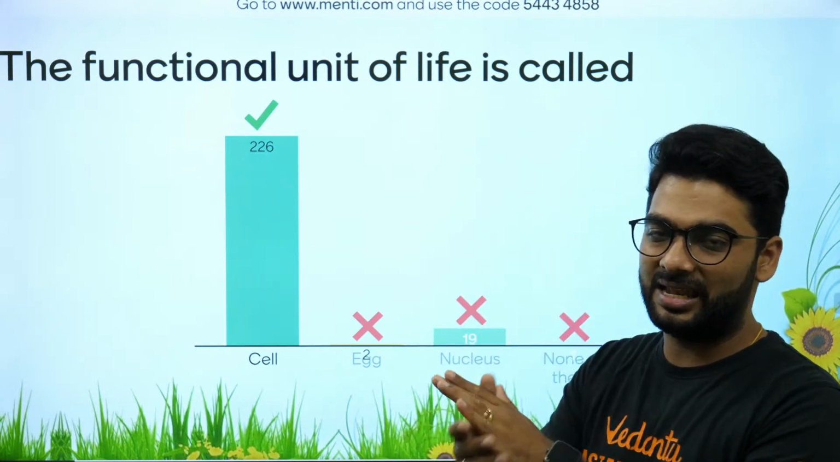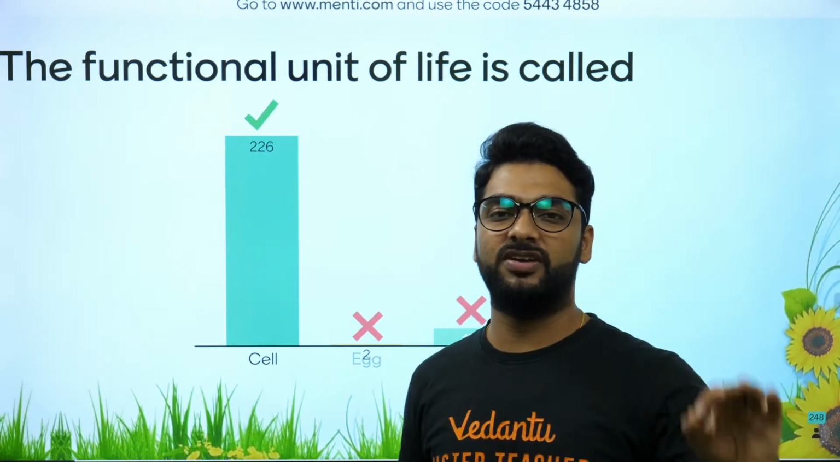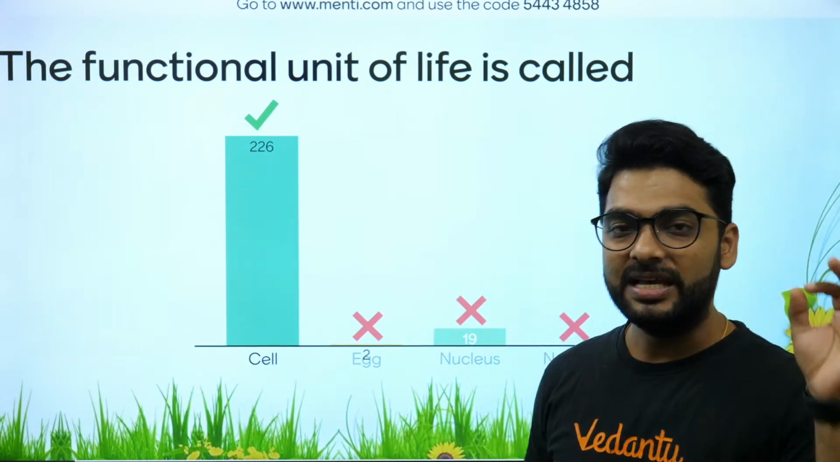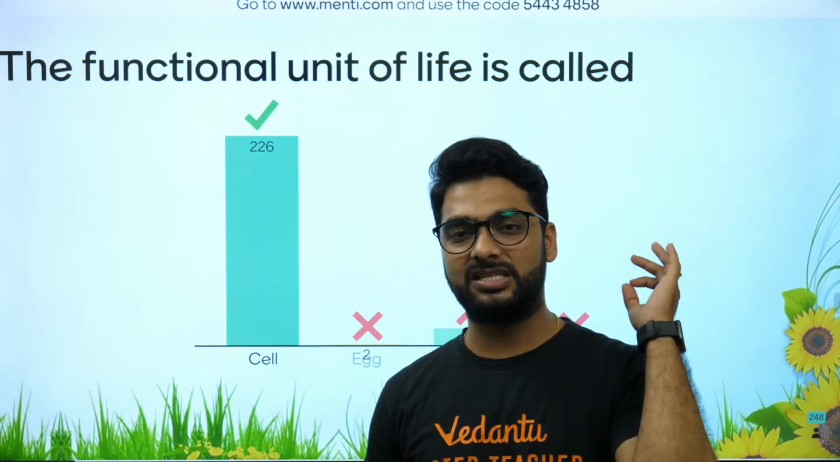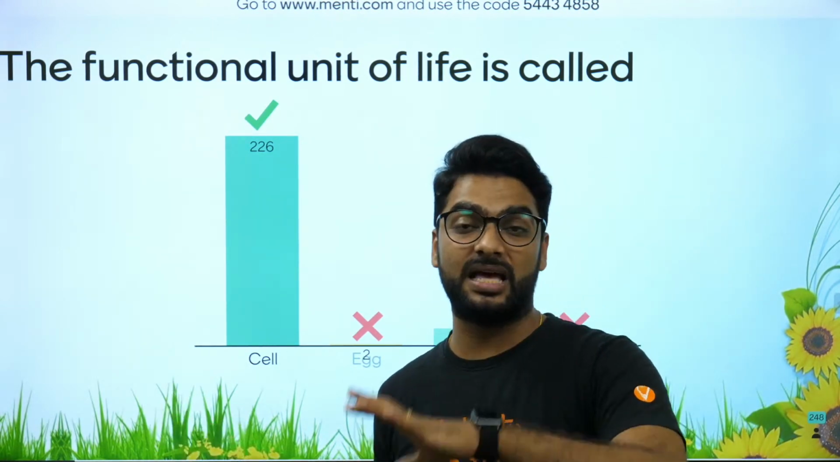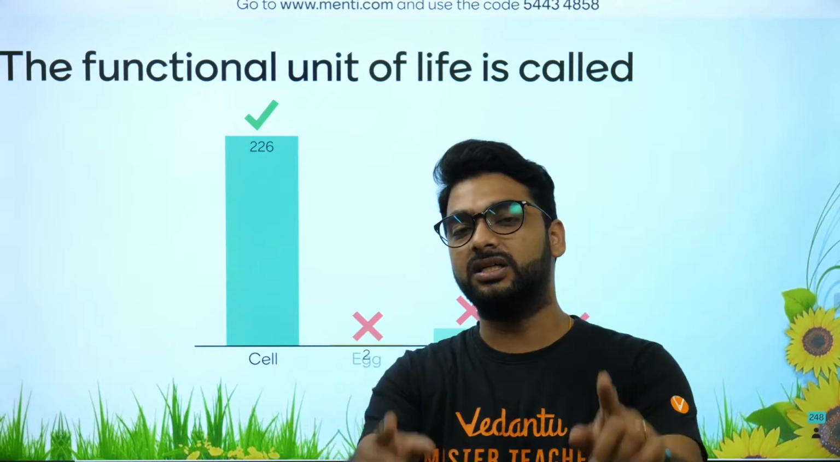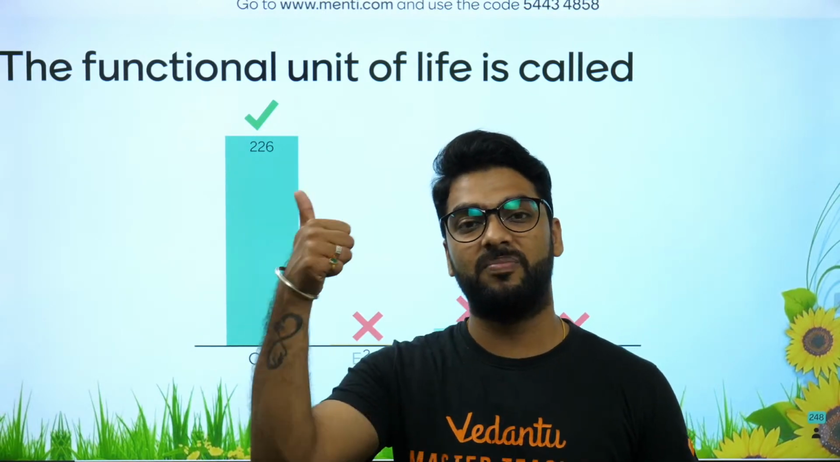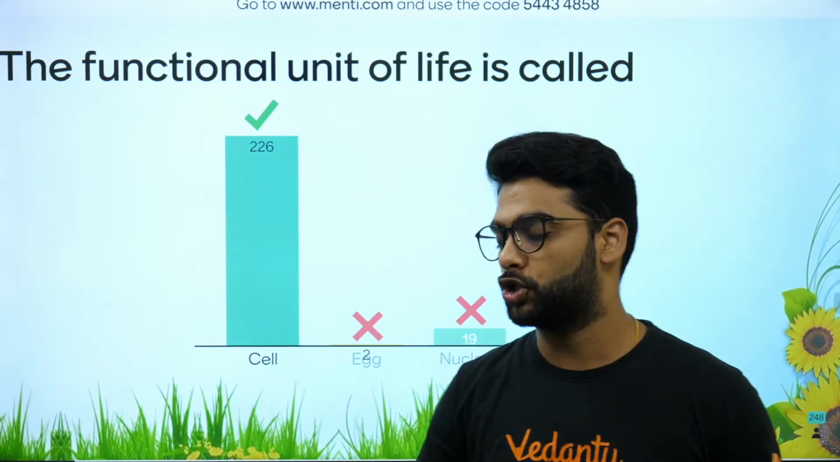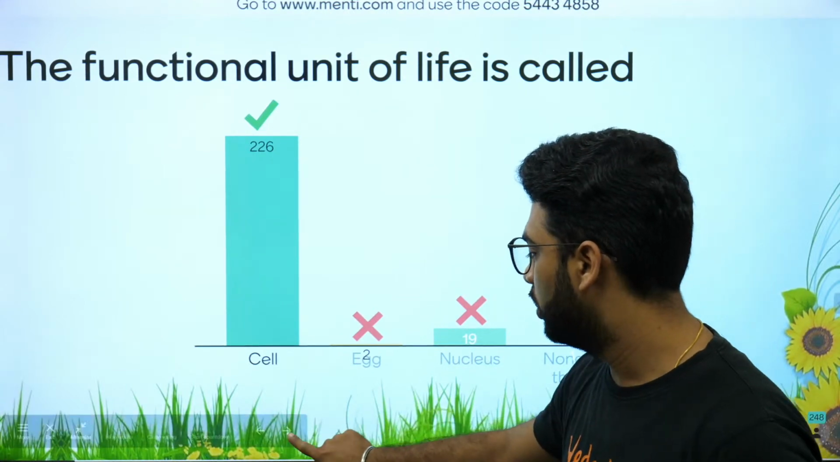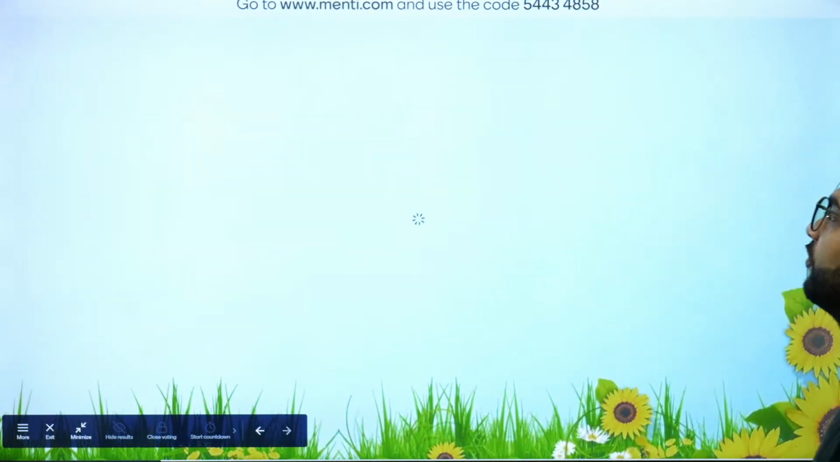The answer is cell. Cell is the fundamental unit of life. It is the structural and functional unit of life. Cells arise from pre-existing cells. All living beings are made of cells. These are the postulates of the cell theory given by Schleiden, Schwann and Virchow, in 1838, 39 and 55.